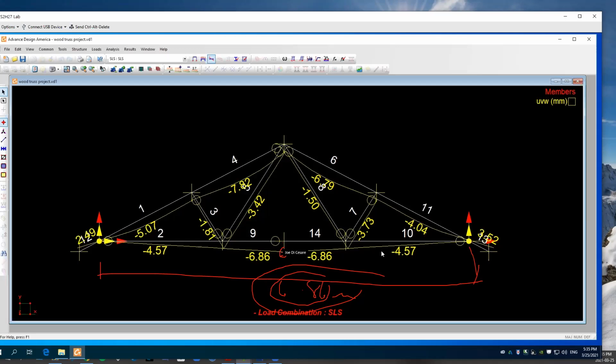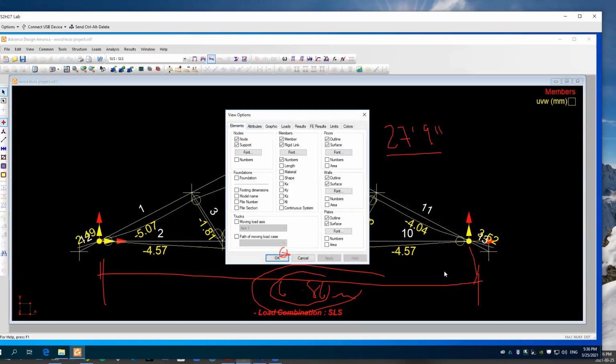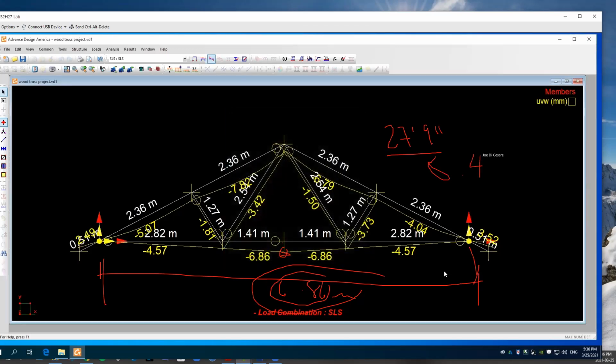So if I take 27 feet 9 inches, how many meters is that? Because this is your L here. Your L goes from there to there. So 27.75 times 0.3048, or if you would have converted everything to meters, is approximately 8.46 meters. If I multiply this by 1,000, divided by 360, I'm entitled to 23 millimeter deflection for the L over 360. I only have 6, so it's strong enough.